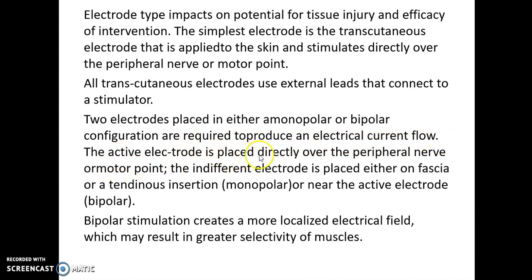The active electrode is placed directly over the peripheral nerve or motor point. The indifferent electrode is placed either on fascia or a tendinous insertion, that is monopolar. So tendinous insertion or fascia is mainly monopolar, and near the active electrode is bipolar. Bipolar stimulation creates a more localized electrical field, which may result in greater selectivity of muscles.